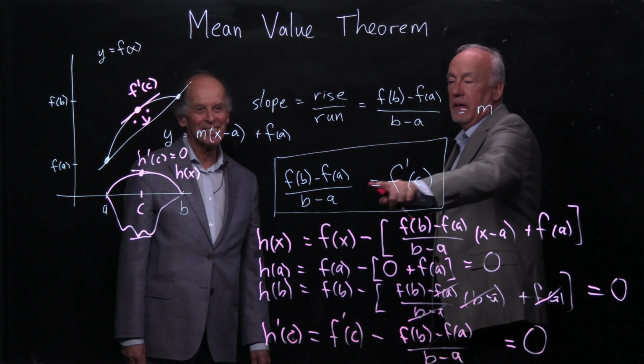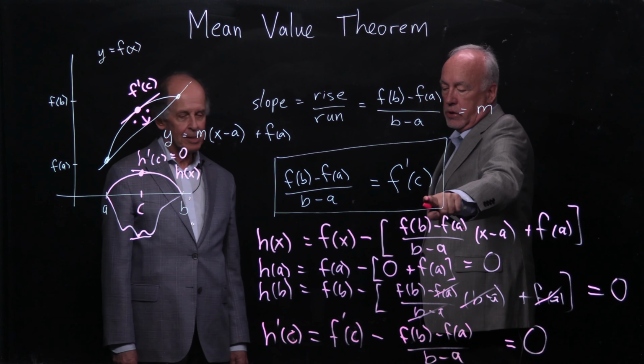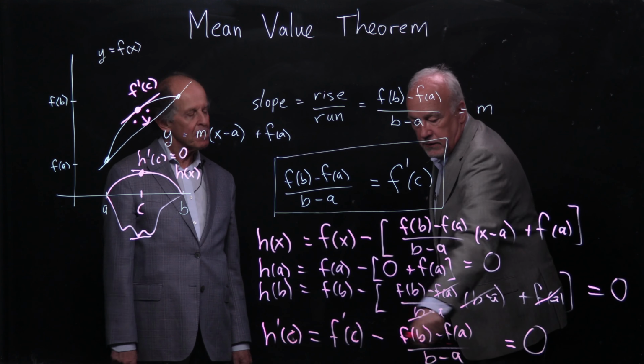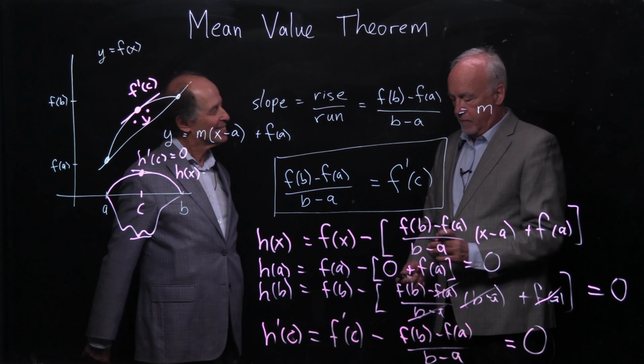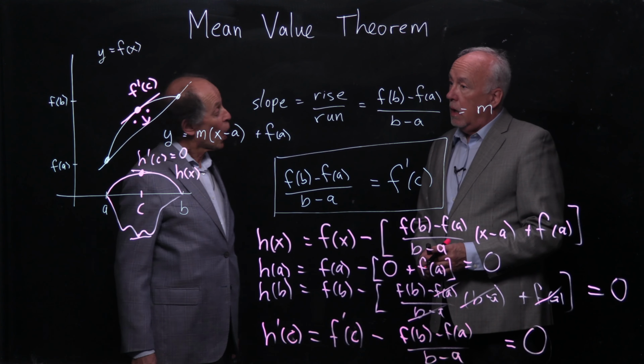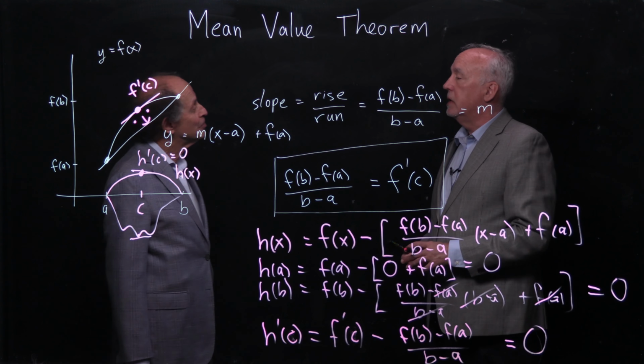This is our formula. The difference, f of b minus f of a over b minus a, is equal to the derivative at some point c. In the middle, these two are equal. So how can we use that? Lots of places. So, okay, here's a cute little example.